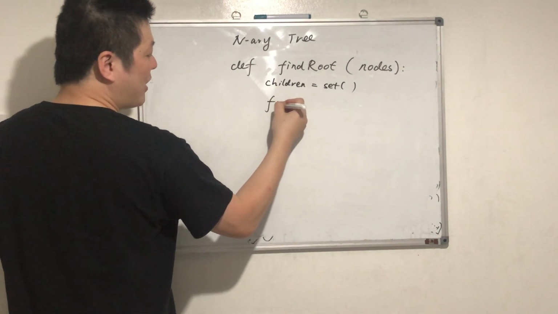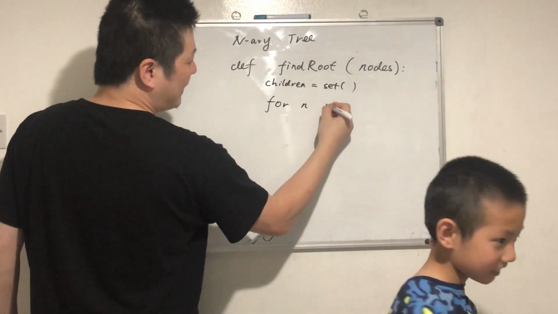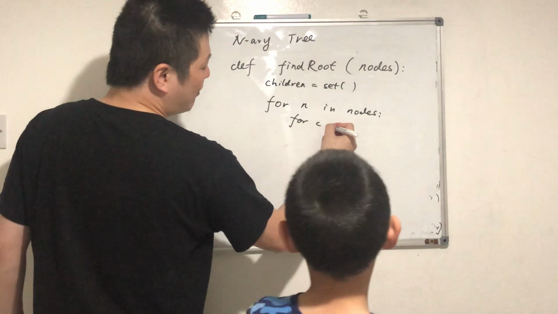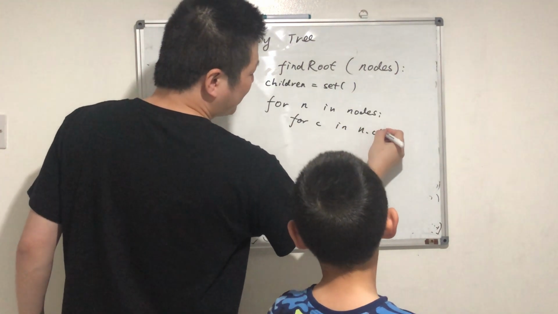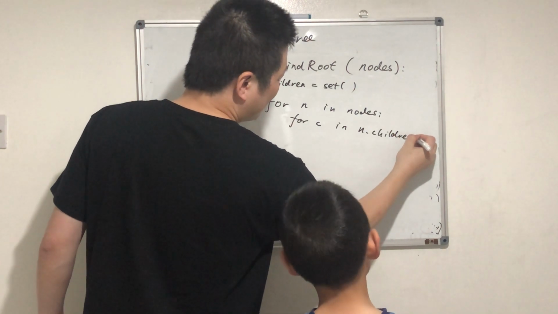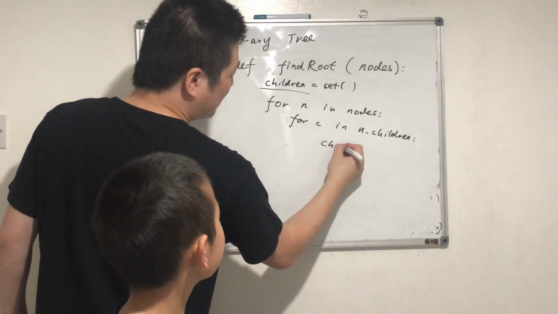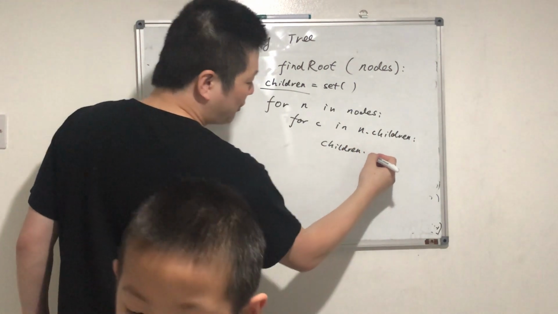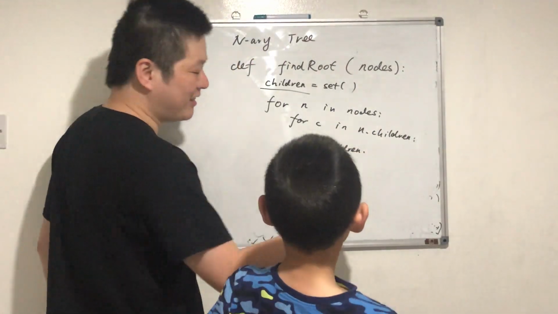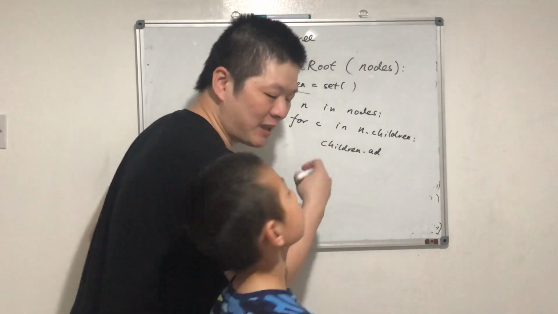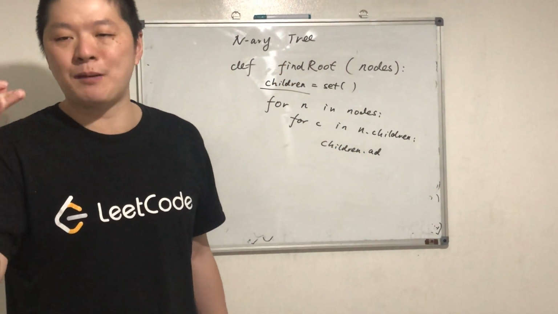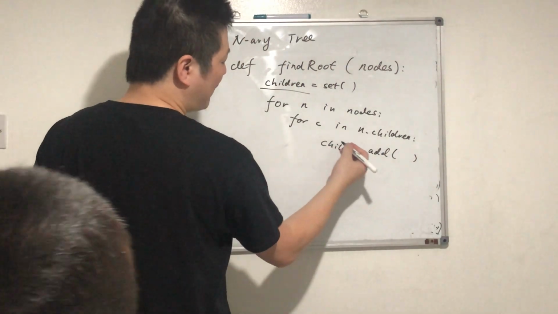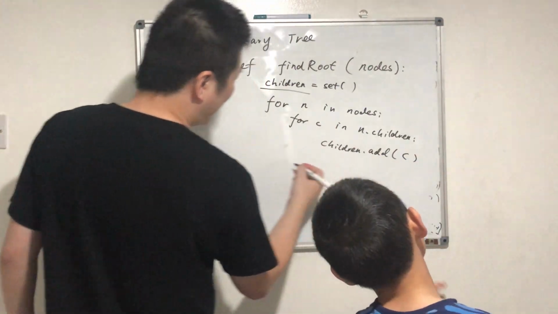And then now look, for n in note, for c in n dot children, right? Children dot what? How do you add elements? Append. No, add. For the set it is add, for the list it is append, okay? That's the different keyword. Add what? Children add c! Yeah.